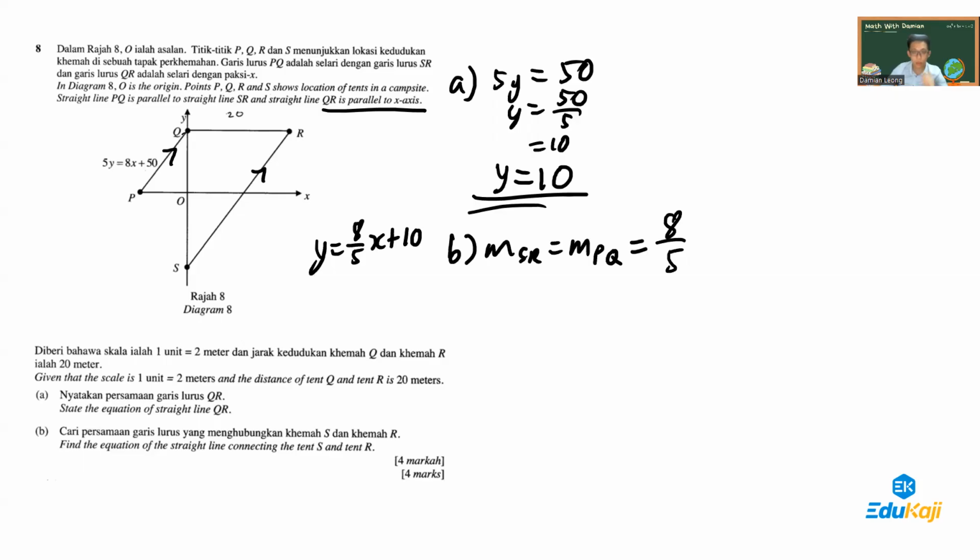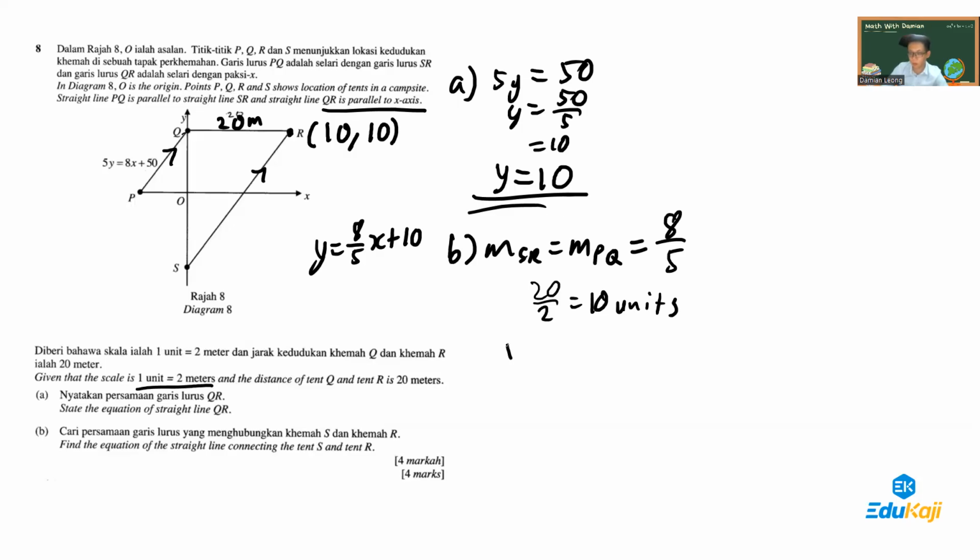So Q to R is 20 meters. And the scale is 1 unit equals to 2 meters. So if I want to look at the number of units, basically 20 I divide by 2, 10 units. Means R here is 10. Okay, R here is 10.